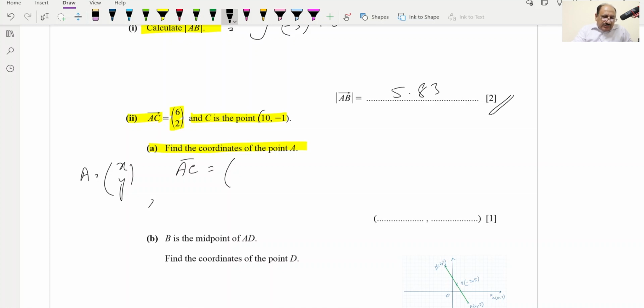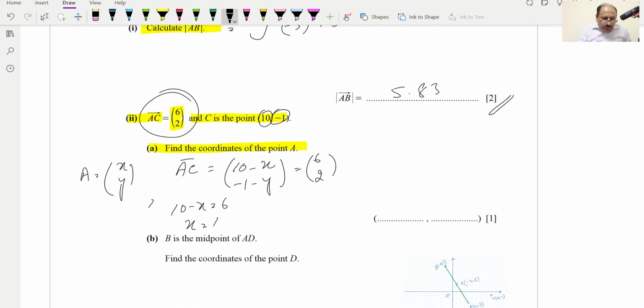C minus A. C x value is 10. So 10 minus A value, which we have taken as x. So 10 minus x. And y value is minus 1. So minus 1 minus y. And we know AC is equal to 6 and 2. So we can write this is equal to 6 and 2. So this implies 10 minus x is equal to 6. So x is equal to 10 minus 6, which is equal to 4.